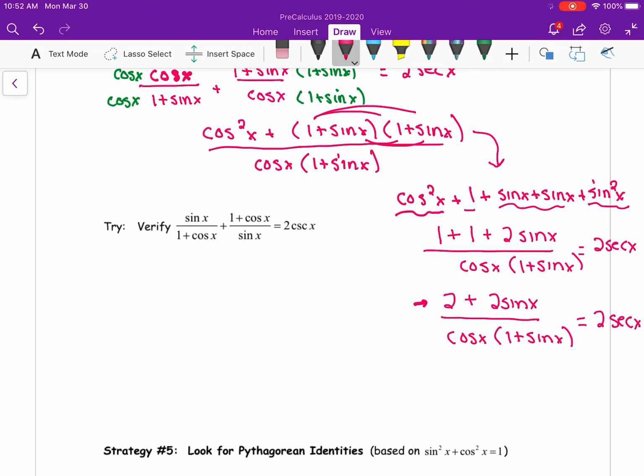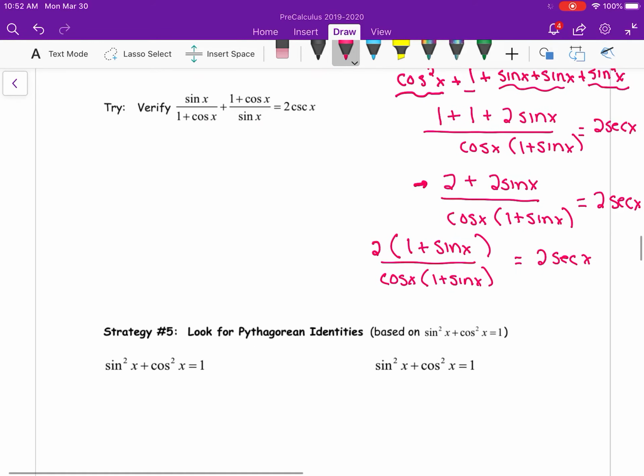Notice in the top I can factor out a 2, so I've got 2 times 1 plus sine x over cosine x times 1 plus sine x. This is a long proof. My 1 plus sine x's cancel, so I just have 2 over cosine x equals 2 secant x, and luckily that works out.